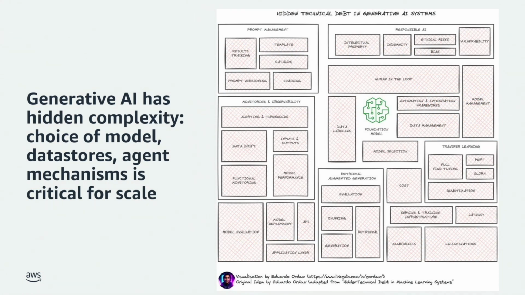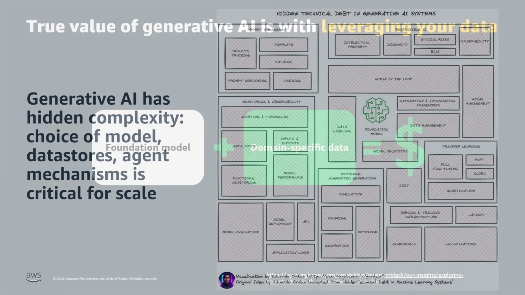So there are some important things here. There's hidden complexity in these models. The choice of model, choice of data stores, and choice of agent mechanisms are critical for you to be able to roll this out with cost in mind, so that you can roll it out to 20,000 versus only 200.